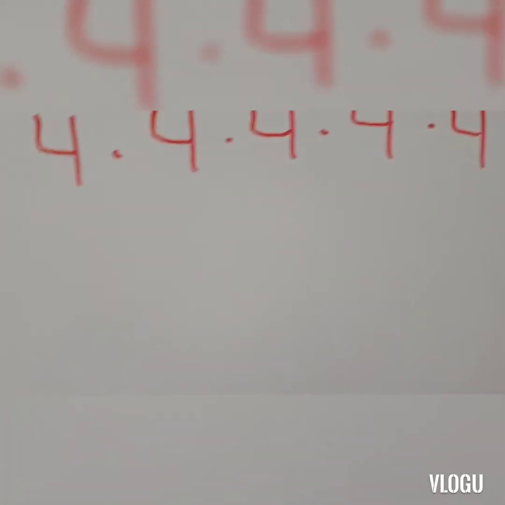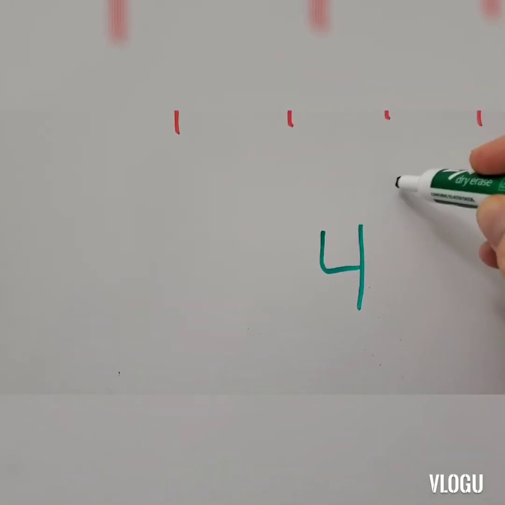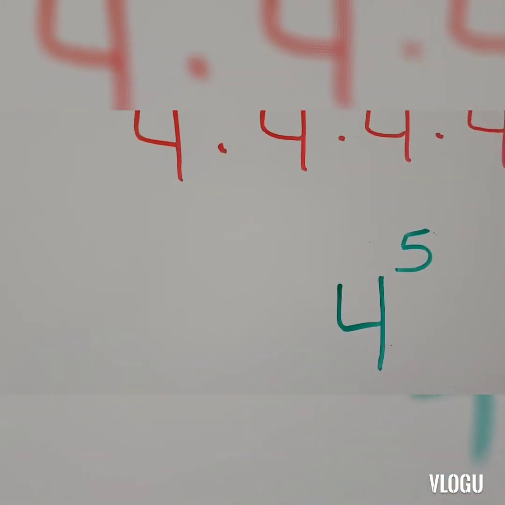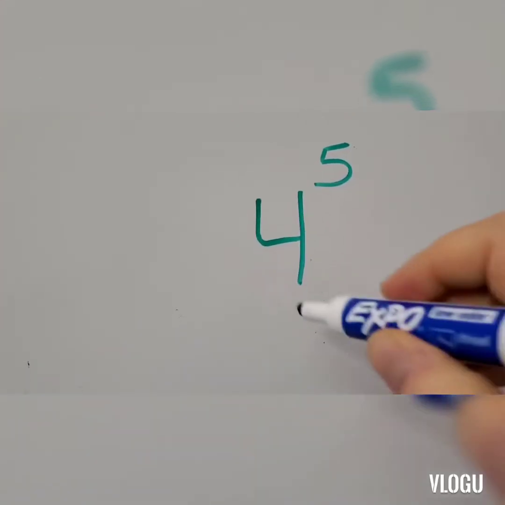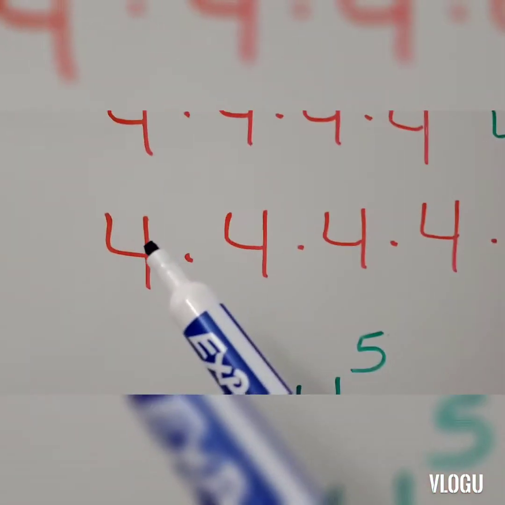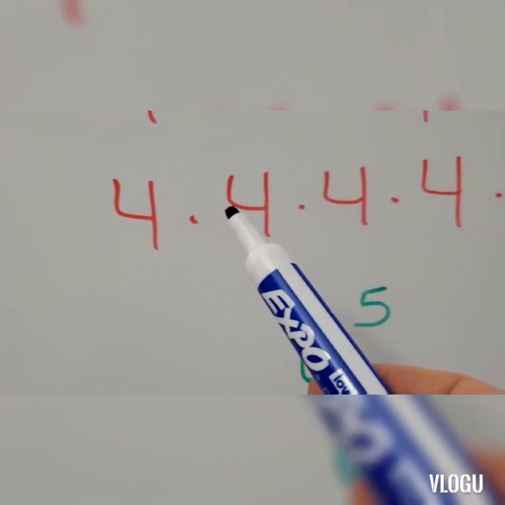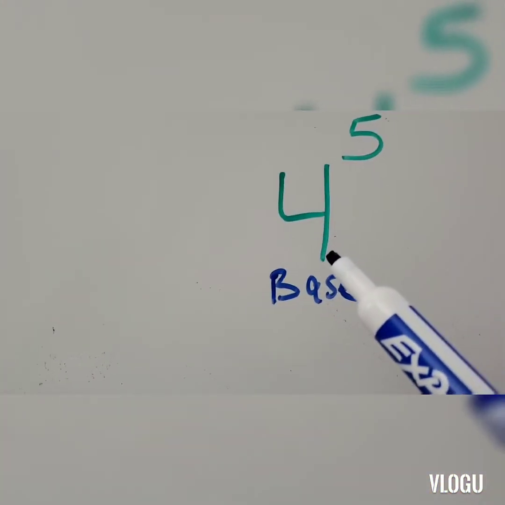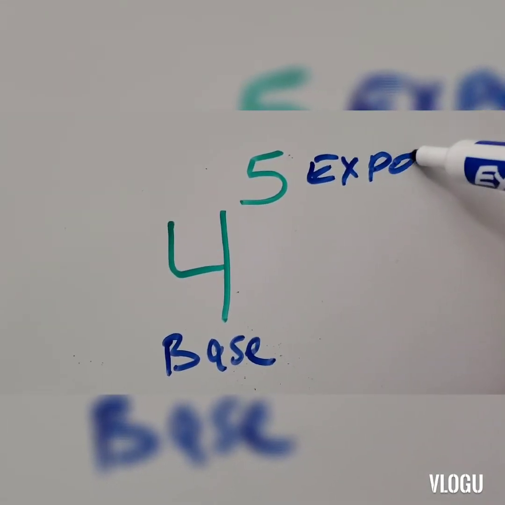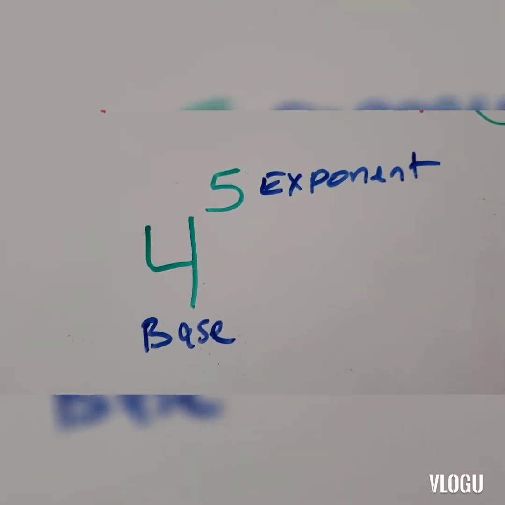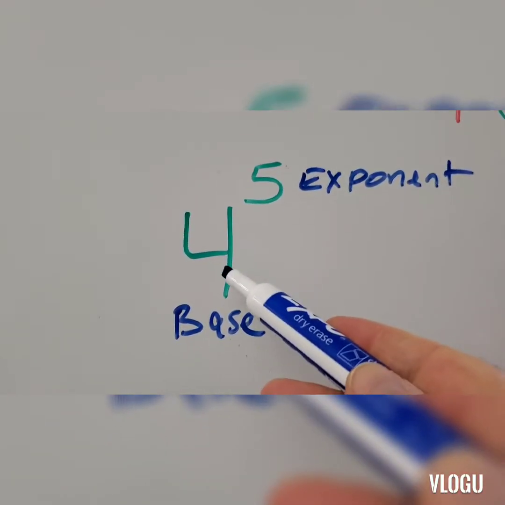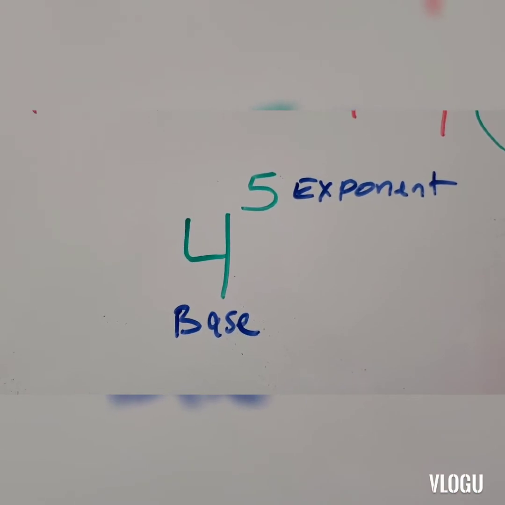When we take a look at 4 to the 5th power, this is actually broken down into 2 parts. The first part is called the base. The base is the number that we're actually using to multiply. Here we're multiplying by 4s. So our 4 is the base. Next is the exponent. The exponent, or the power, is how many times the base is multiplied by itself.